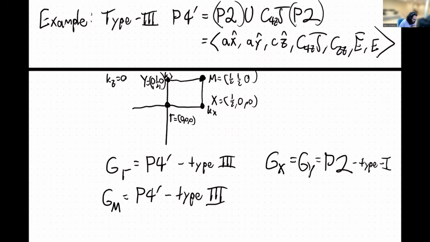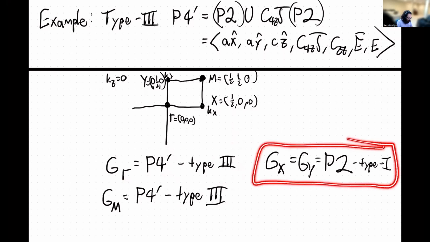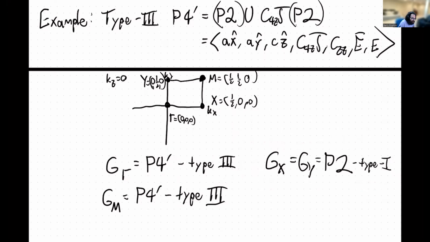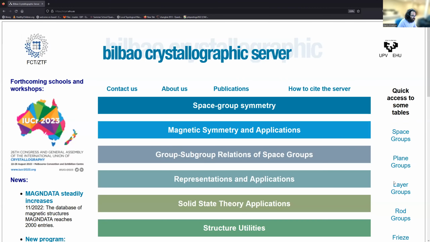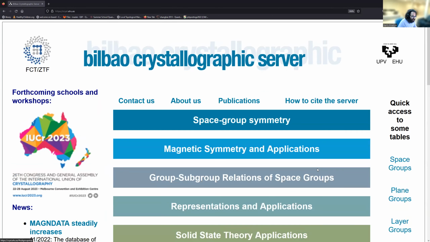And so we can use the tools on the Bilbao crystallographic server to look up all of the irreducible co-representations for these points. And I'll walk through that for, let's say, the M point, well, the gamma point. We've already seen what the irreducible co-representations for type 1 groups look like. So let's see what happens at the M point. So to do that, we'll hop over here to the Bilbao website. I'll zoom in so that everybody can see.